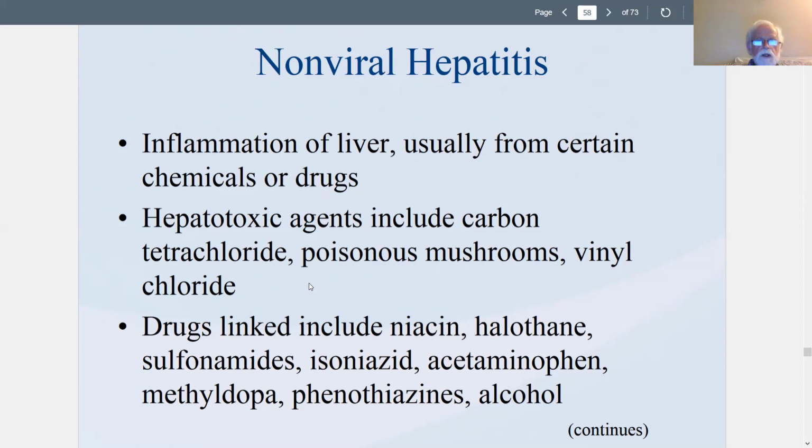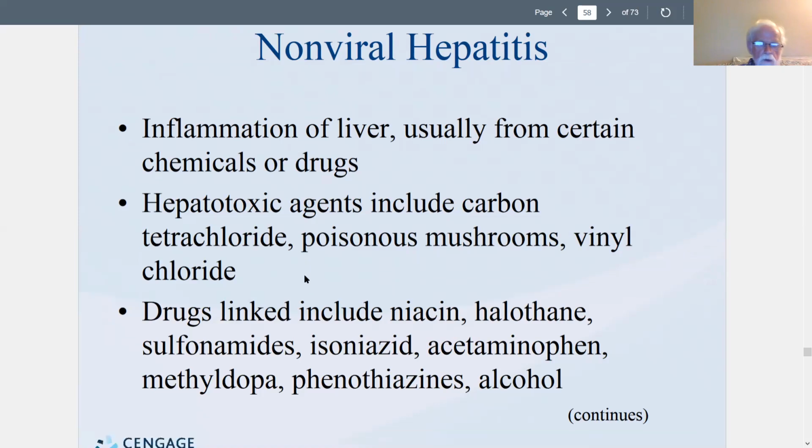Drugs that have been linked to non-viral hepatitis include niacin, halothane, which is one of the inhaled anesthetic gases, sulfonamides, isoniazid, Tylenol, acetaminophen, methyldopa, which can be used for treating Parkinson's, and the phenothiazines, and of course, alcohol.